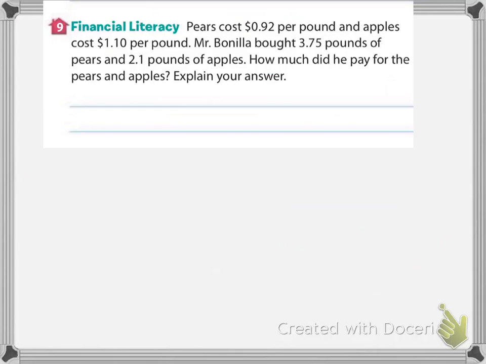Pears cost 92 cents per pound and apples cost $1.10 per pound. Mr. Bonilla bought 3 7/75 pounds of pears and 2 1/10 pounds of apples. How much did he pay for the pears and apples? Explain your answer. So we've got a lot of steps here. I'm going to start with updating what's important.